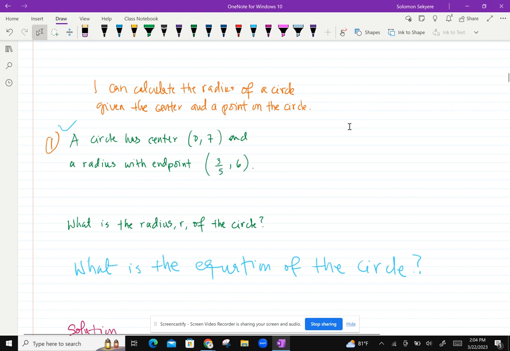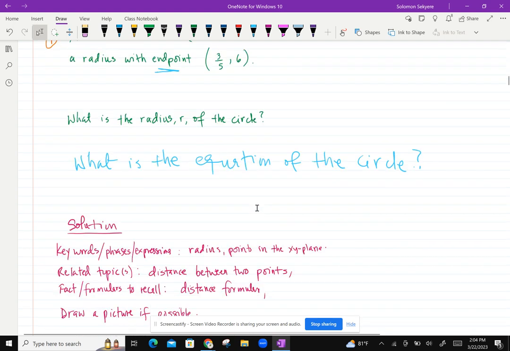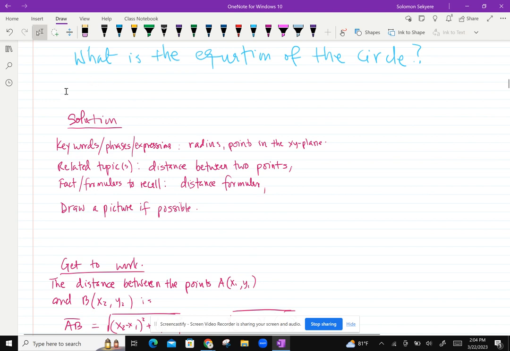Okay, the question for today is: we have a circle with the center (0, 7) and a radius with an endpoint (3/5, 6). What is the equation of the circle?